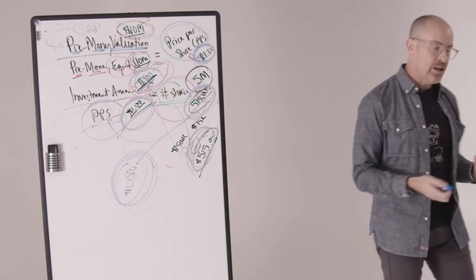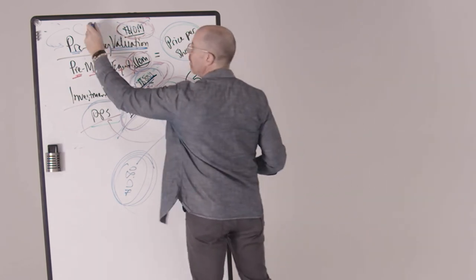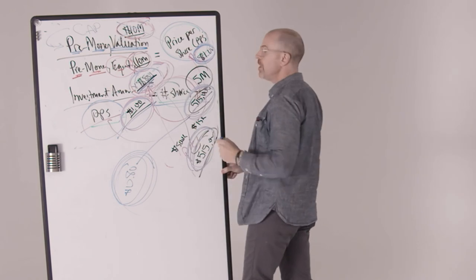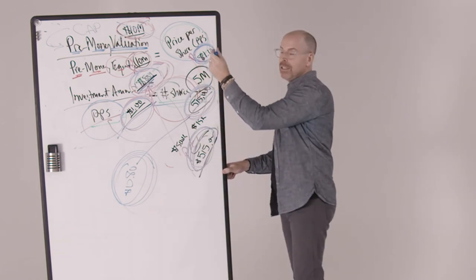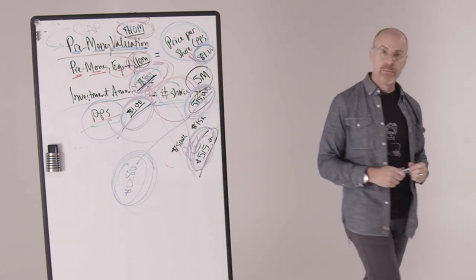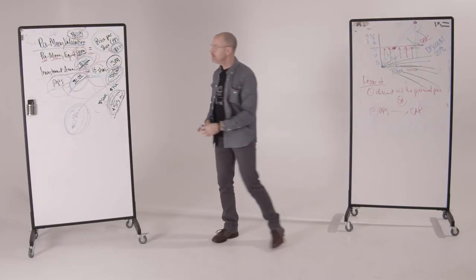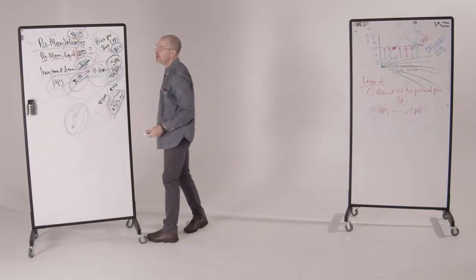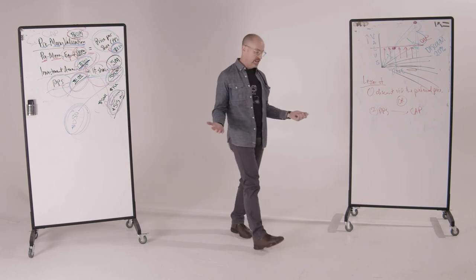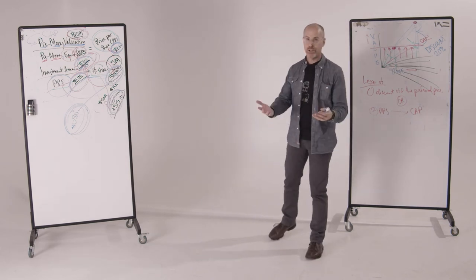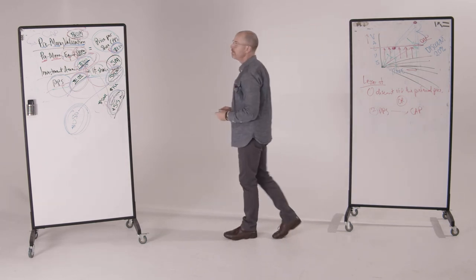So if the cap is $1 million, $1 million divided by 10 million shares is 10 cents. That's your price per share using the cap. With a 20% discount, if the venture capital price is $1, 20% off of that is 80 cents. Obviously, a dime is better than 80 cents. That's what your angel investor is going to take advantage of.